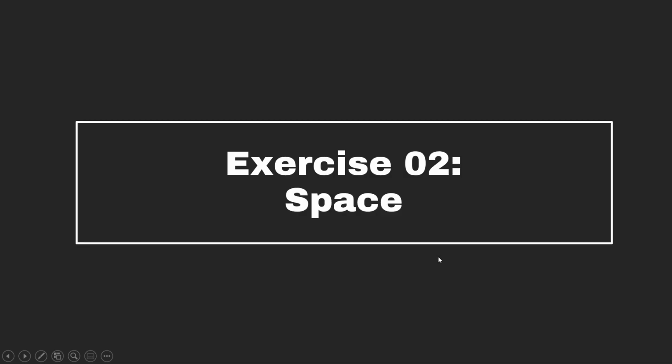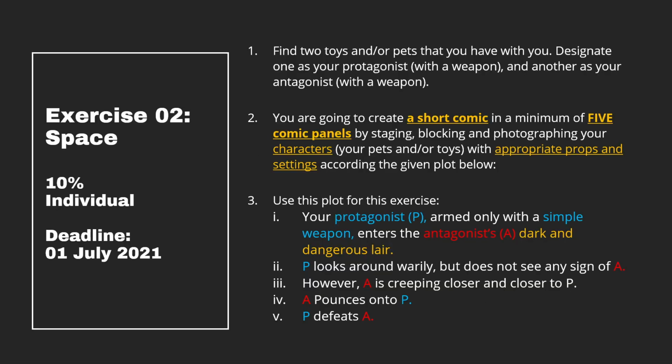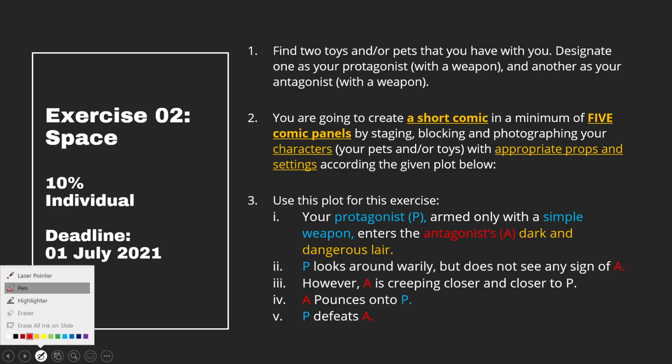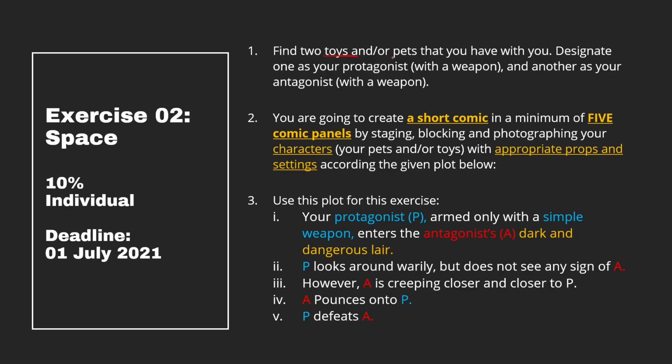Okay, so that's all for today's class. I will just introduce to you this new exercise. Finish your exercise 1 first by Monday, and then this is what I want you to do. I want you to go find two toys or two pets, or one toy, one pet. And I want you to create a short comic just by taking photographs. So try to get five panels, minimum five panels. That means five photographs.